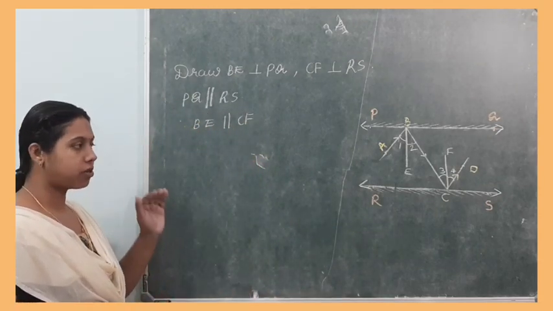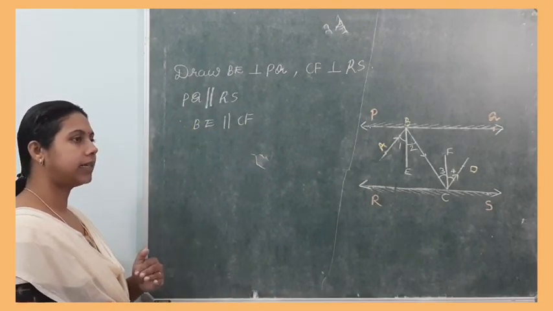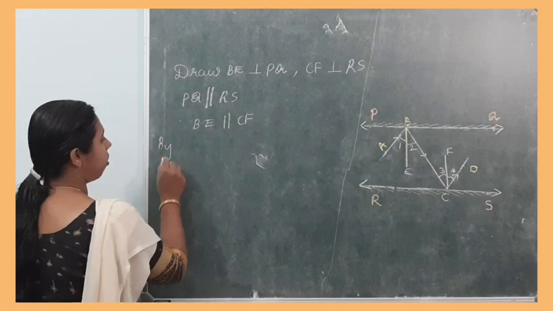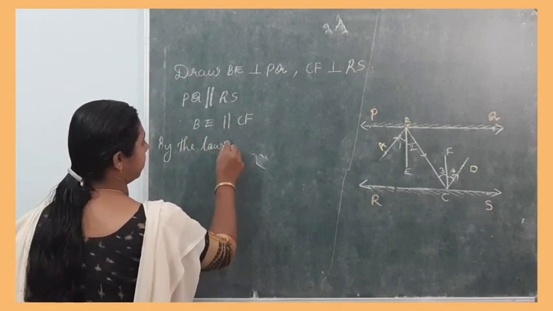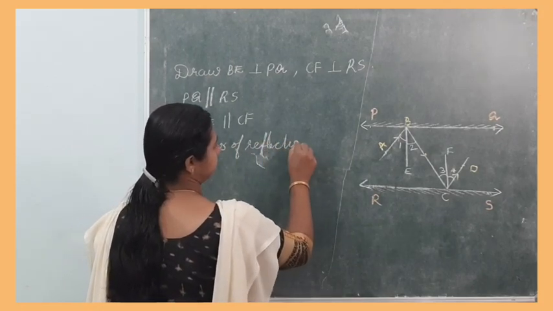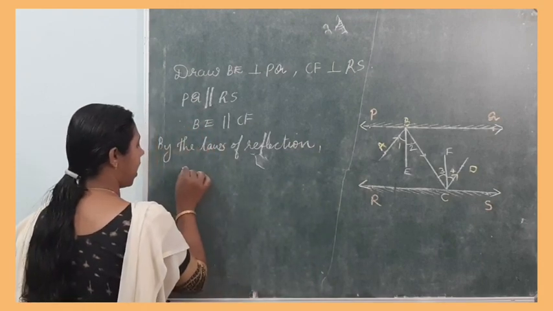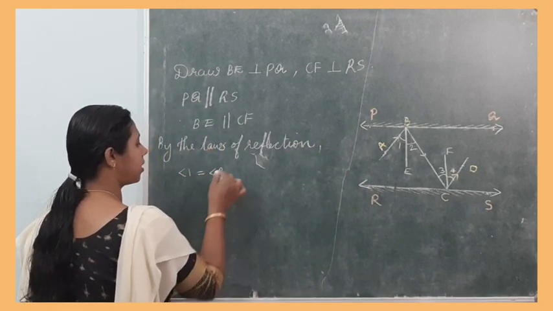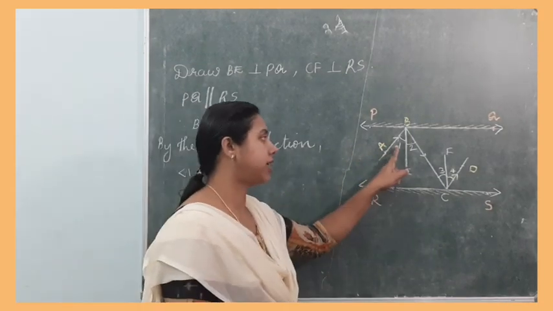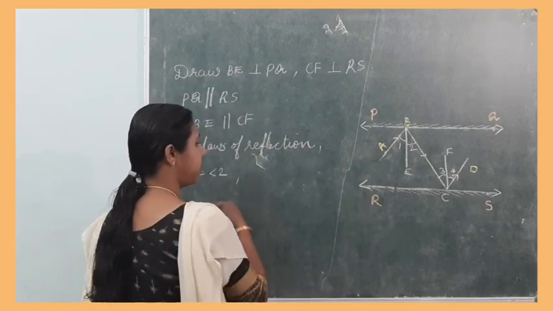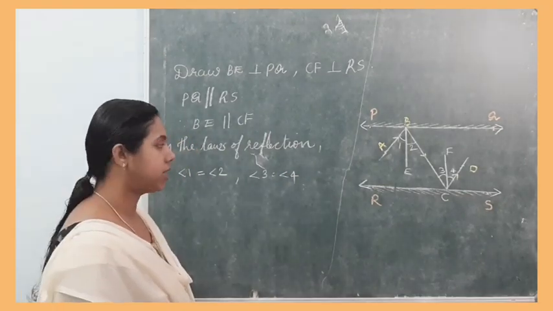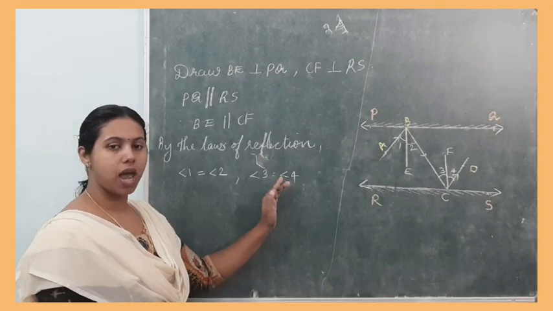According to the laws of reflection, we know that the angle of incidence is equal to the angle of reflection. So angle 1 is equal to angle 2. Similarly, angle 3 is equal to angle 4. Angle 1 equals angle 2, and angle 3 equals angle 4.